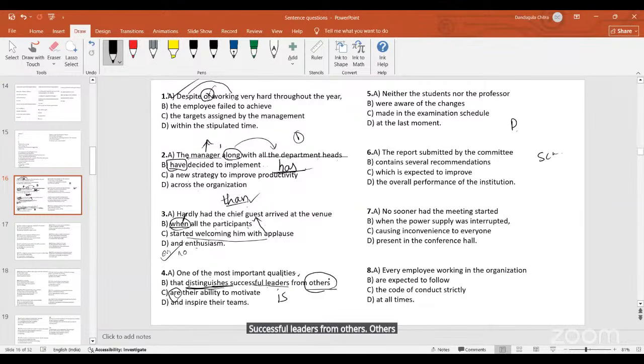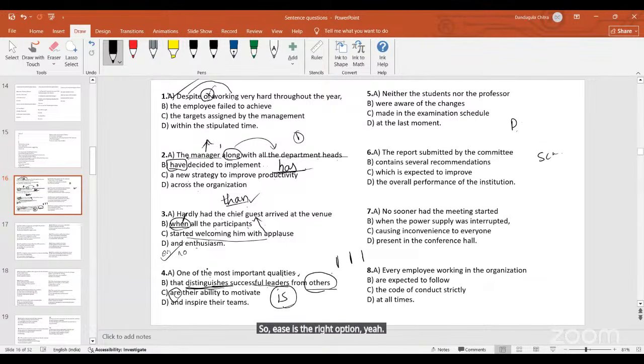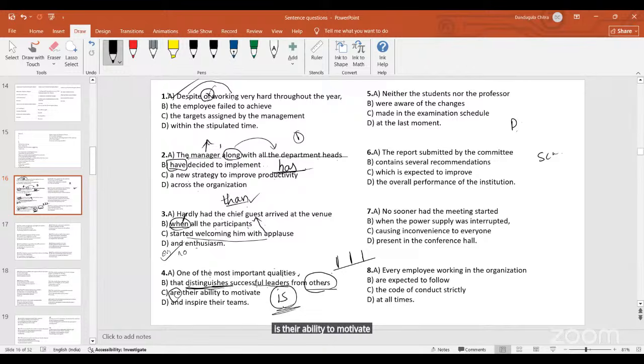Others may be here, others have given. So others means we can also consider as a single person, right? It's not always a group. So is is the right option here. One of the most important qualities that distinguishes successful leaders from others. So we may consider this others as a singular person. So is their ability to motivate and inspire their teams is correct.